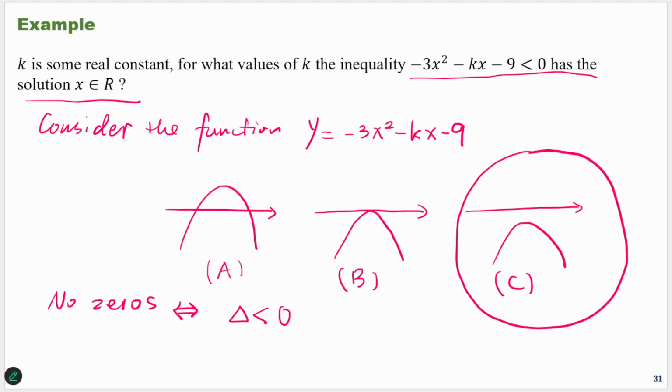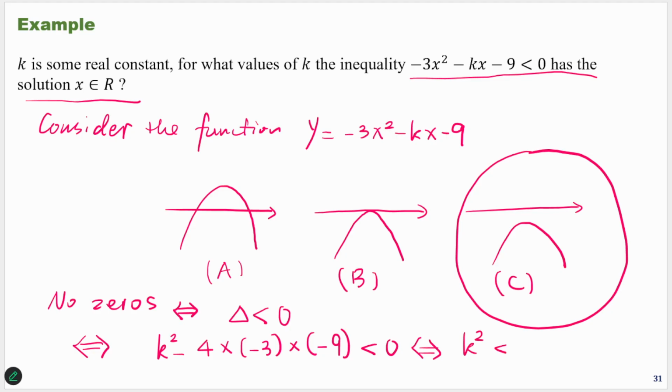So 0 is less than 4ac. No, b squared minus 4ac. So what is delta here? Delta is k squared minus 4 times -3, right? Times -9. You need to make sure this expression is less than 0, right? Yeah. Which means k squared must be less than 108. Can you solve k?